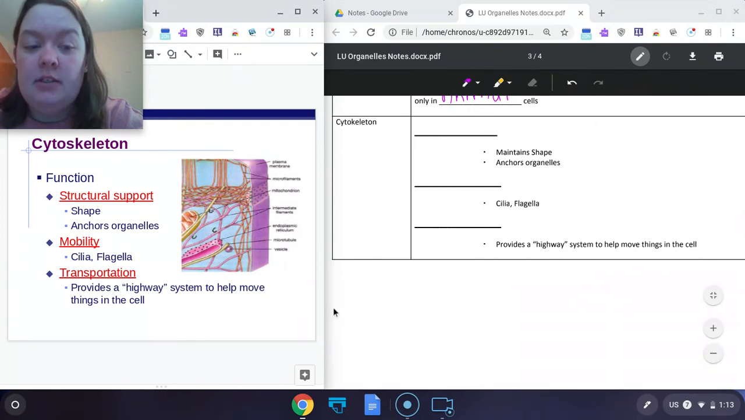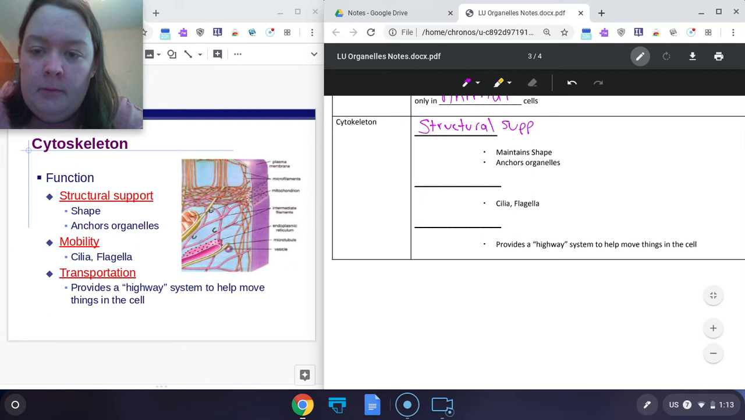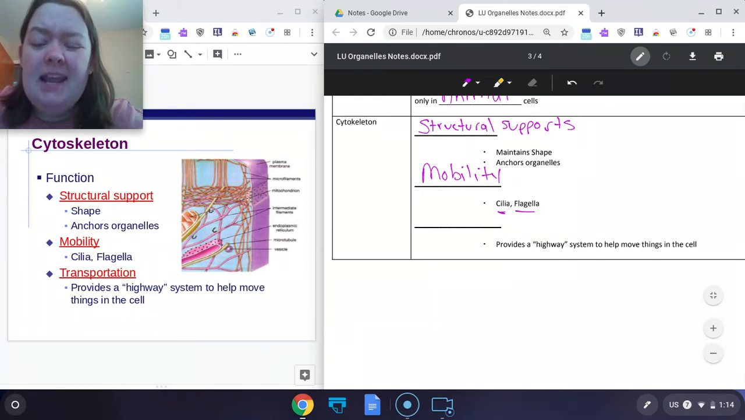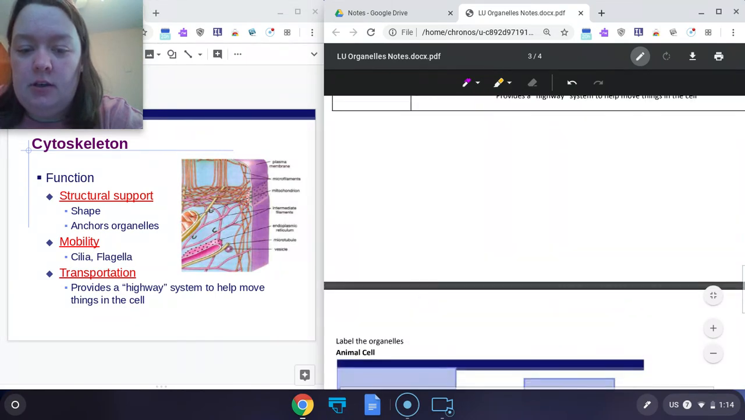The cytoskeleton is a system of structural support. It gives cells its shape, and it helps keep organelles in place. It also helps with mobility, like the cilia, which are the little hairs, and the flagella, which is the tail. And it gives a method for transportation. It helps provide a highway and an organization for things to move from one place to another in the cell. So the cytoskeleton is going to be very important.